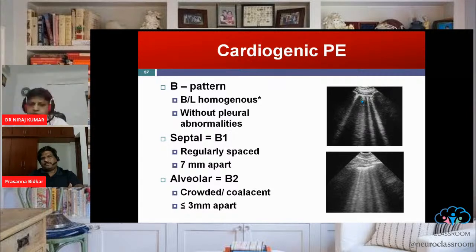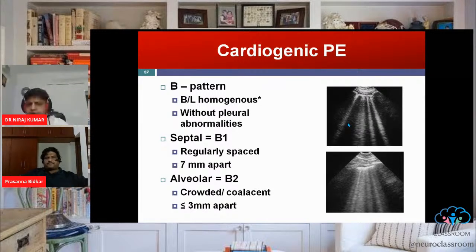So you will get these B lines. I have already mentioned that when the fluid starts accumulating, that acts as a window to pass the ultrasound beams, and they produce B lines. So if the amount of fluid is less, then the B lines are separated. You can count these B lines. This is the septal type of pulmonary edema in which the B lines are separated.